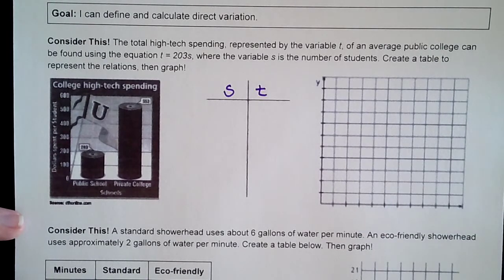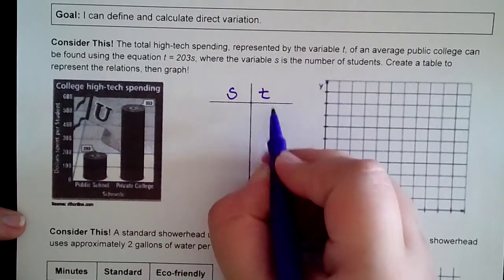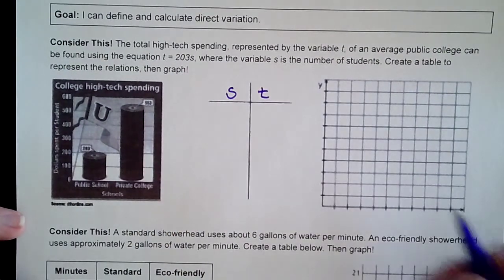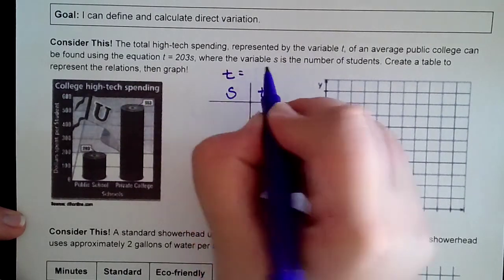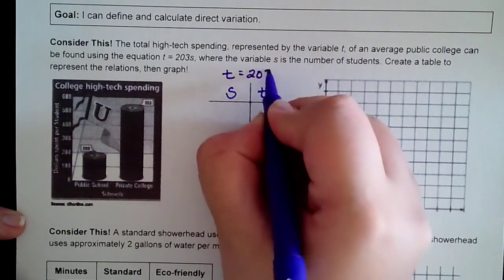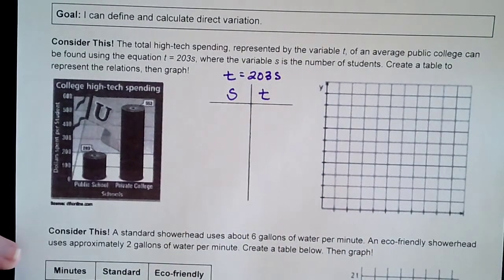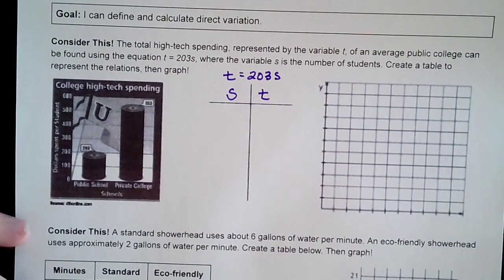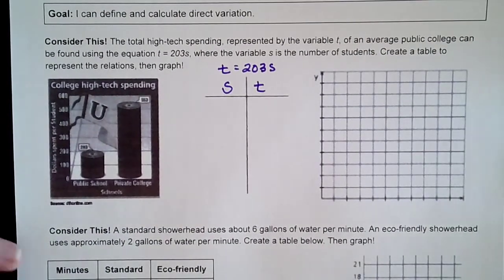That doesn't make sense. So I'm going to set up my table here as students on the left and tech on the right. And then I'm just going to bring this equation down so it's a little closer, a little easier to find, so I don't have to keep going back to that word problem. So tech is equal to 203 times S. So let's just start putting some numbers in here and playing around with this idea.